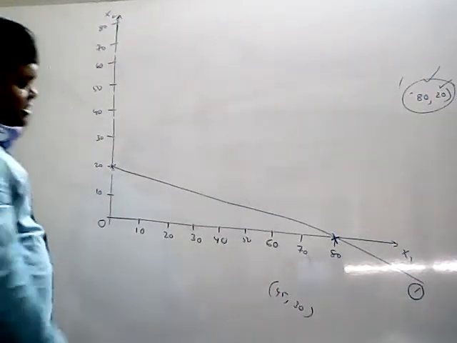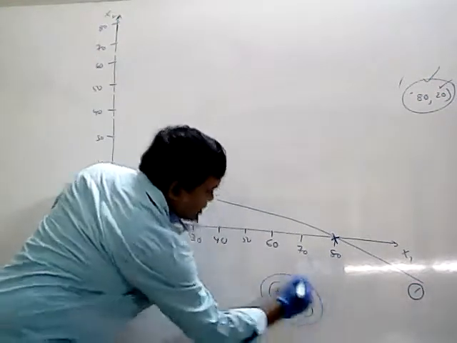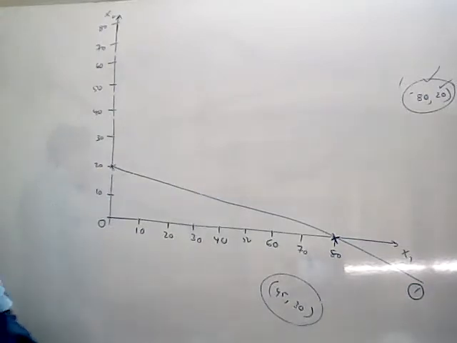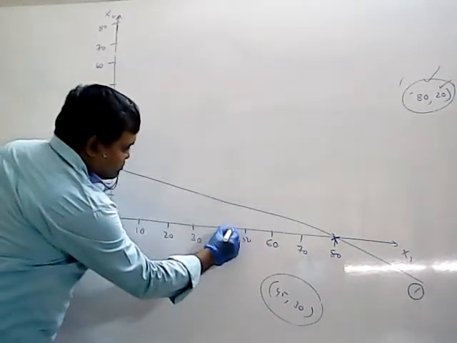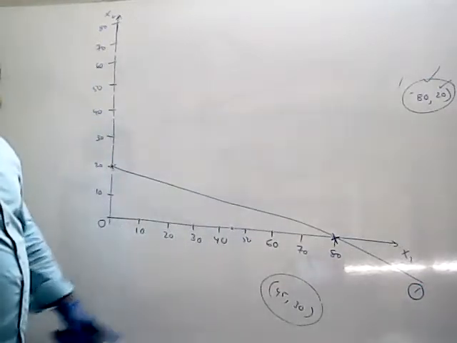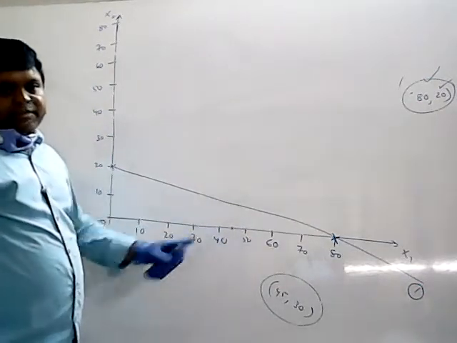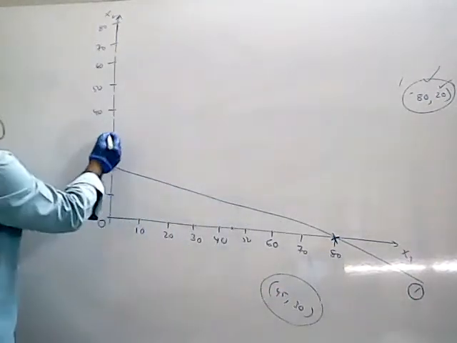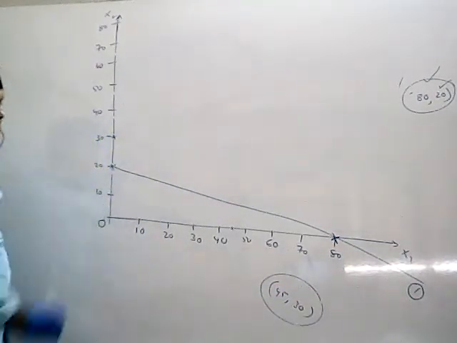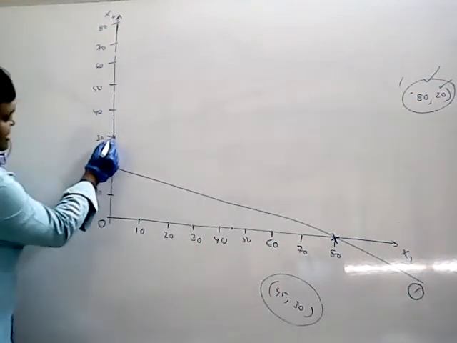Next, the second point: 45, 30. 45 is the x1 value on the x1 axis. 45 means the midpoint of 40 and 50. And 30 is the x2 value, on the x2 axis. Now join these points by using a scale.